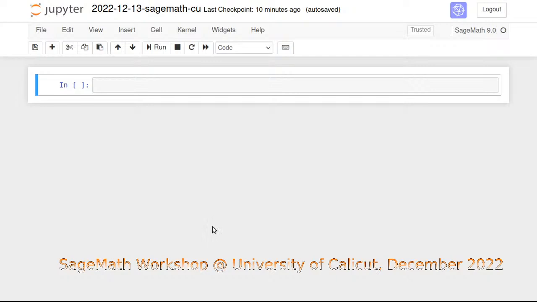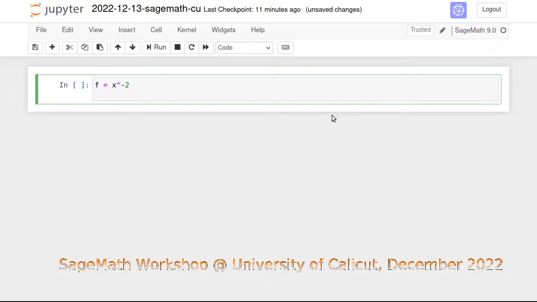Even before that, let us look at one particular command called solve. The solve command is required if you try to locate roots of a polynomial, or roots of not necessarily a polynomial; it can be some other function also. The solve function is actually necessary for us. Let us see the effect of solve first. Suppose we take f equal to x square minus 2. Then f dot solve.